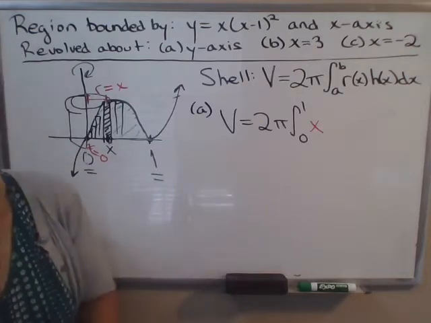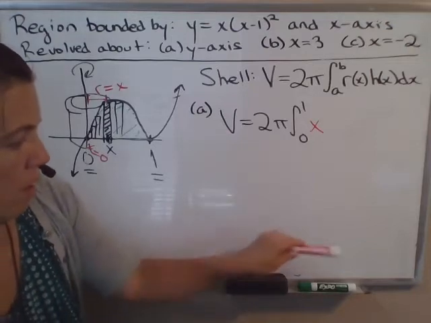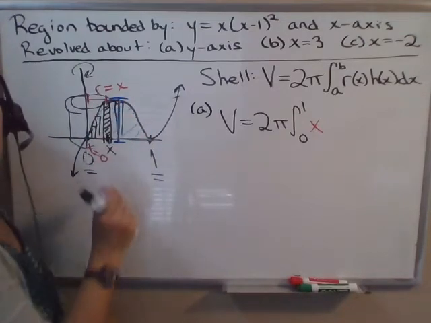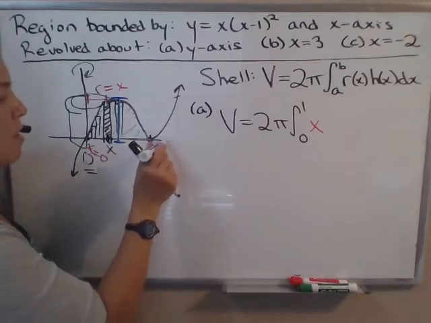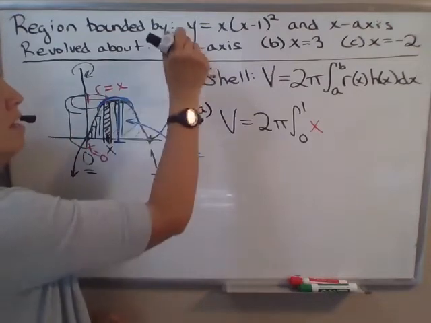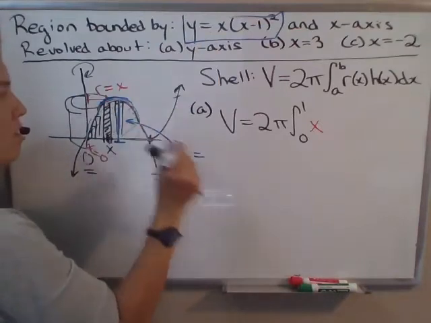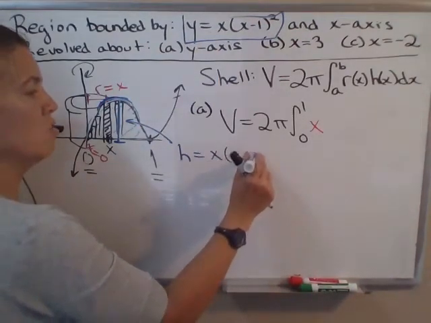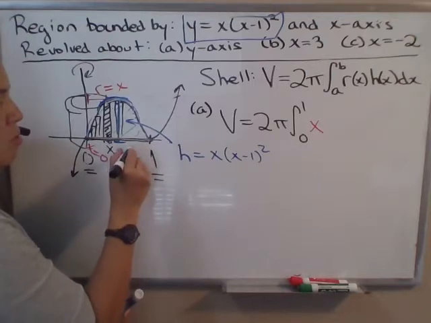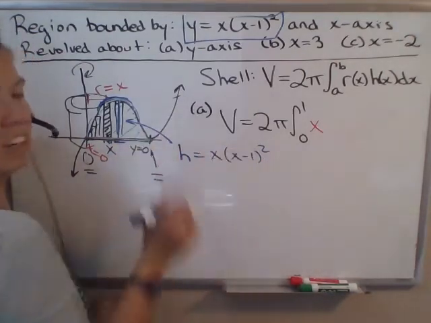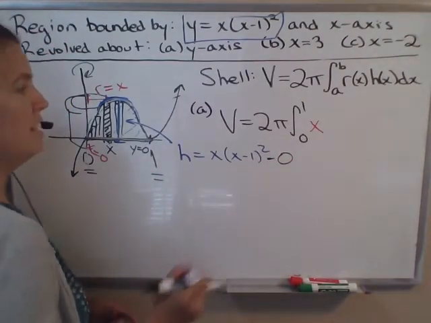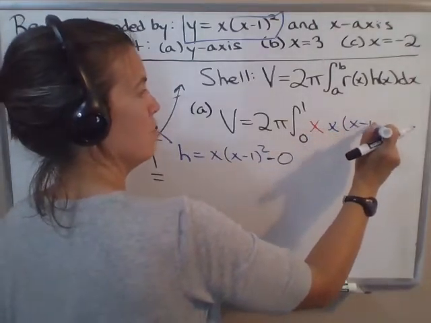For the height of the rectangle, I want to get another color. This dimension here is the height. So we do top minus bottom to determine the height of the rectangle. The boundary along the top is this curve. Along the top we have the x times (x minus 1) squared curve. Along the bottom here we have the x-axis, which is y equals 0. So the height is just x times (x minus 1) squared. If you want, I could write a minus 0 here if you want to look at it as top minus bottom. But the height in this case is x times (x minus 1) squared.